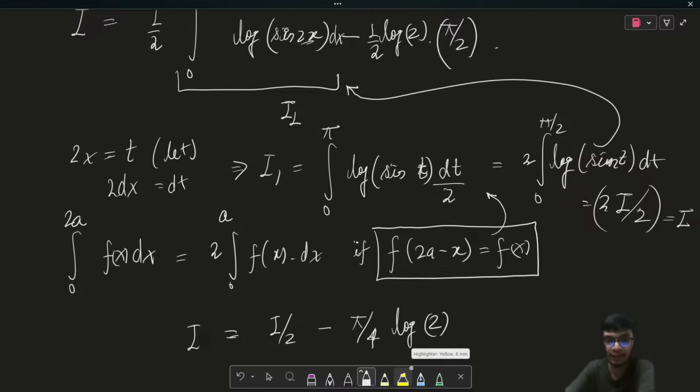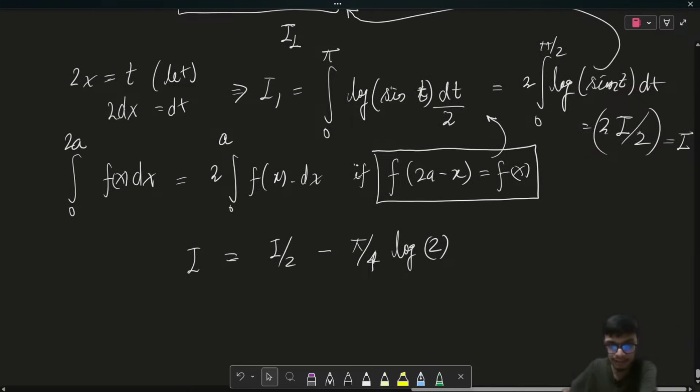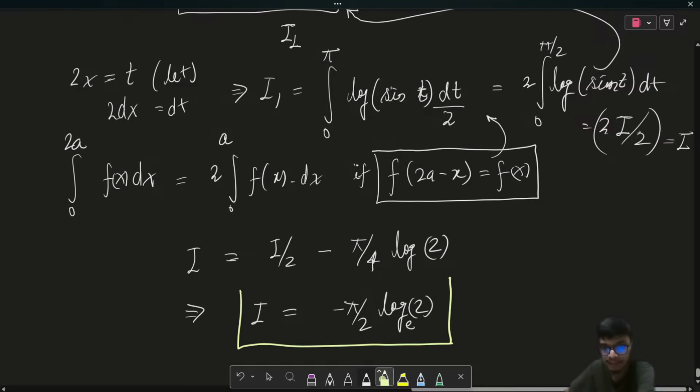So let us now simplify this, and on simplification this will become I by 2 equals minus pi by 4 natural log of 2. Therefore I will become minus pi by 2 natural log of 2, so this is going to be the answer to this question.